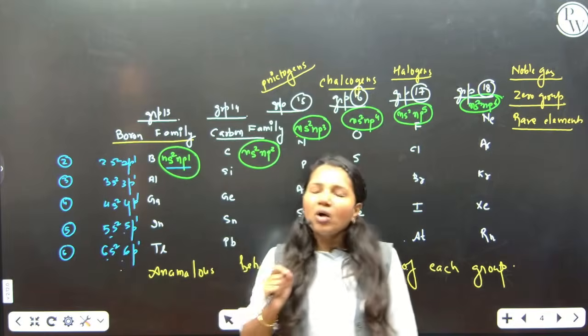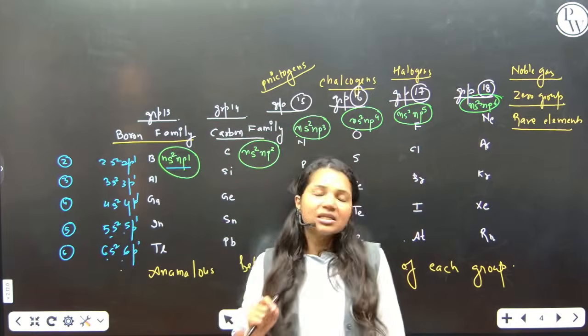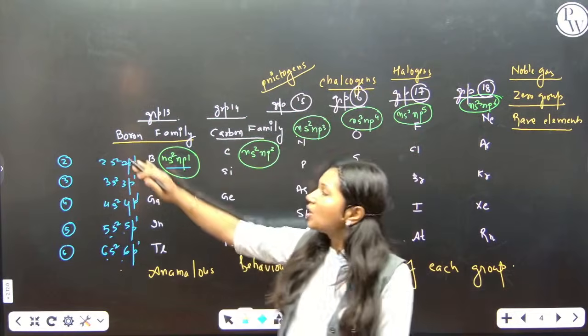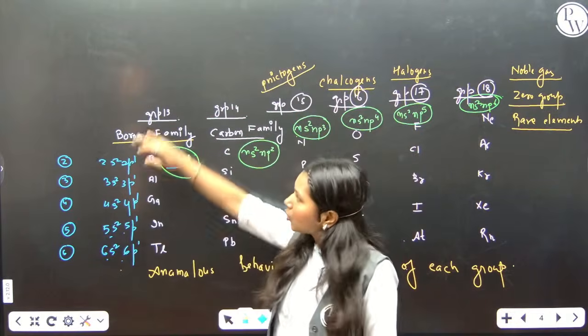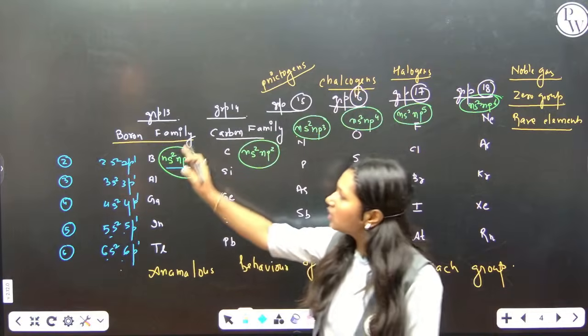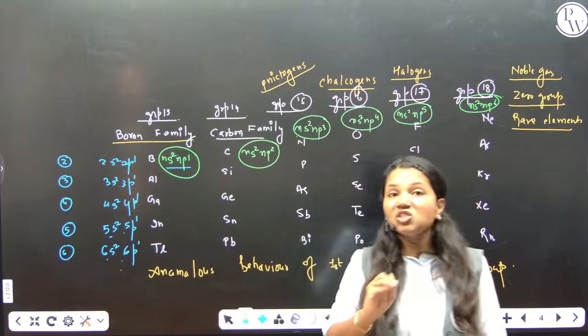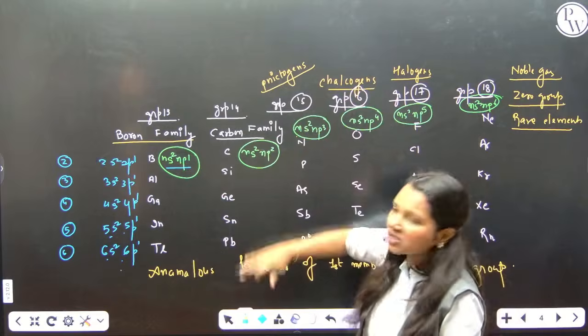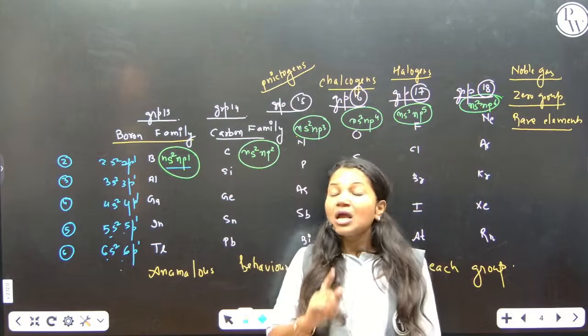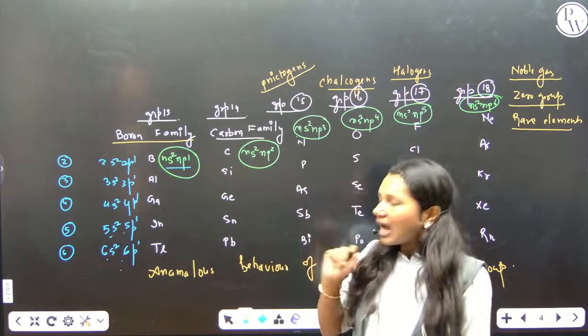So what we say is that if the valence electrons are the same, their chemical behavior should be the same, right? So for a group, all the elements should show the same behavior. Not only for group 15, we can say this generally, elements of the same group should show the same behavior. But what happens?